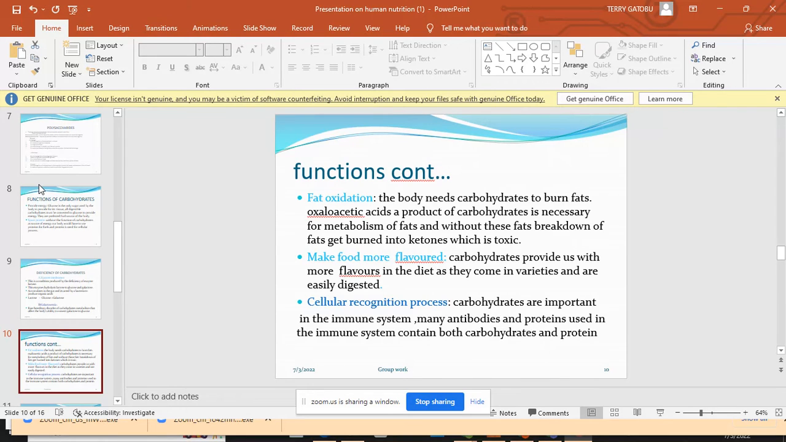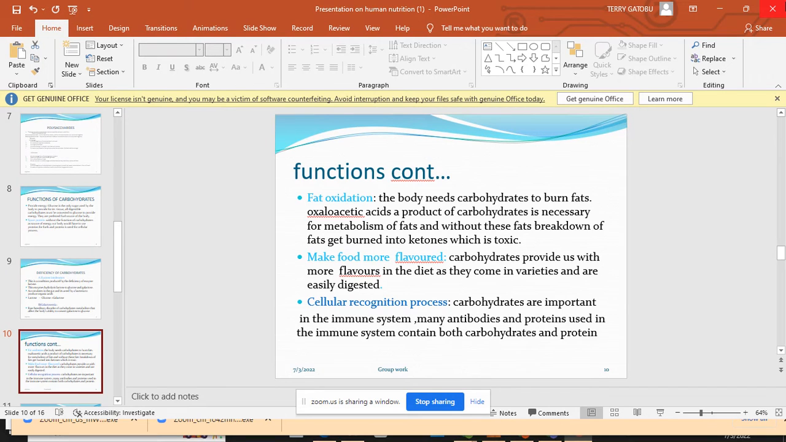We can continue. We have fat oxidation. As a function of carbohydrates, the body needs carbohydrates to burn fats. Oxaloacetic acid, a product of carbohydrate, is necessary for metabolism of fats, and without this, fats get burned into ketones, which are toxic. Have you understood that point, class?